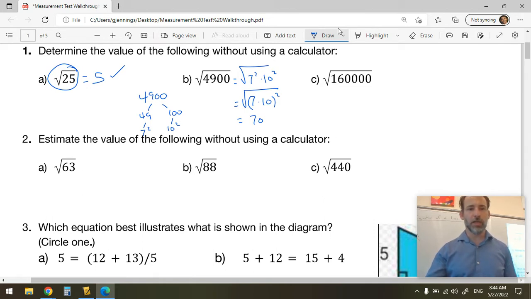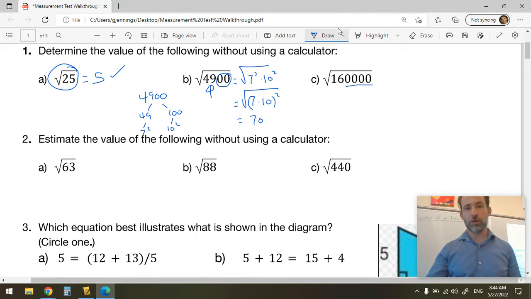Another trick would be, I notice that there's 2 zeros here. So that must be 10 times 10. And then this is a perfect square, 49. So I can take that apart and know that 7 times 10 would be 70. 70 times 70 would give me 4,900. And you could test that with a calculator, find that it's true.